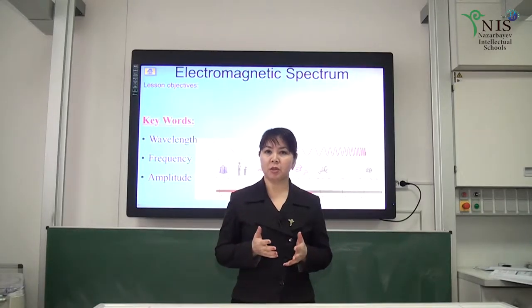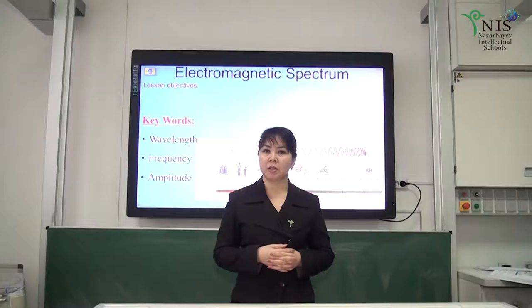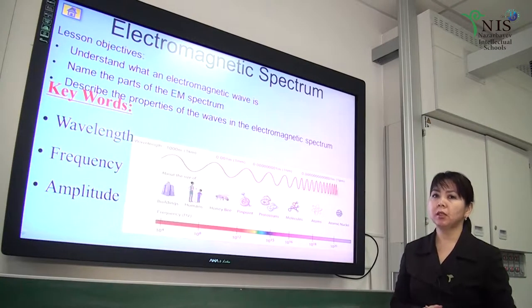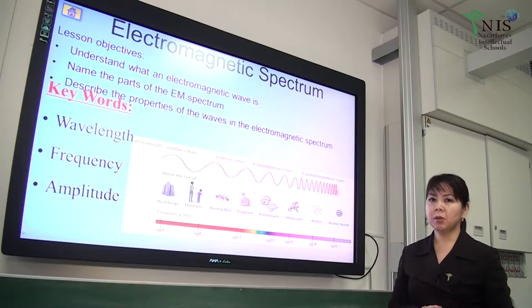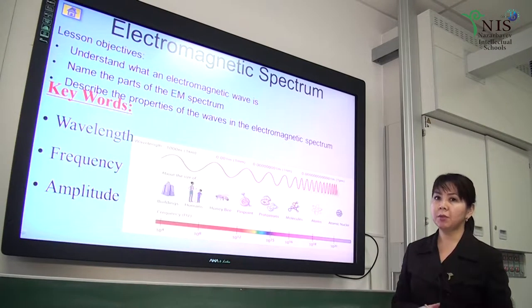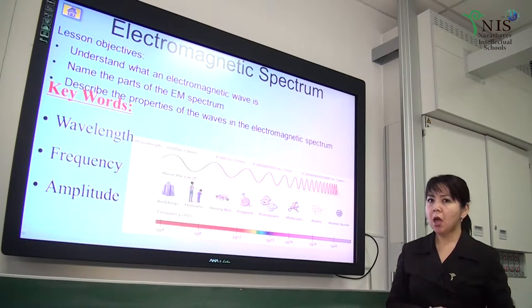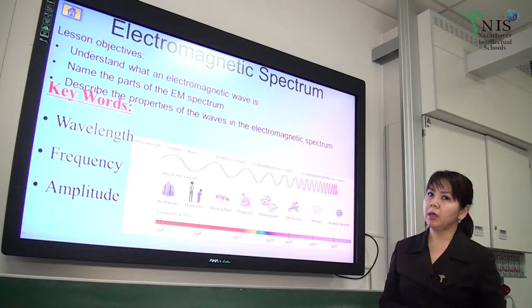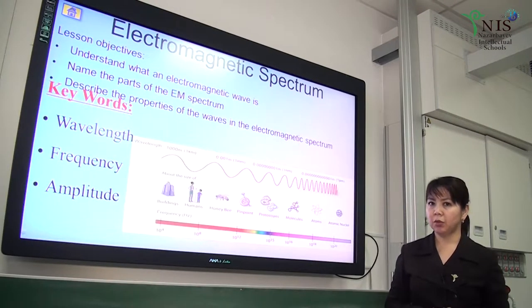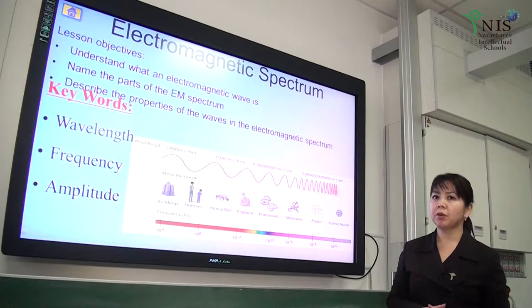Today I am going to present you a lesson on the electromagnetic spectrum. Lesson objectives: to understand what an electromagnetic wave is, to name the parts of electromagnetic waves in the electromagnetic spectrum, and to describe the properties of the waves in the electromagnetic spectrum. Keywords which we are going to use today are wavelength, frequency and amplitude. These keywords are known from the previous unit.